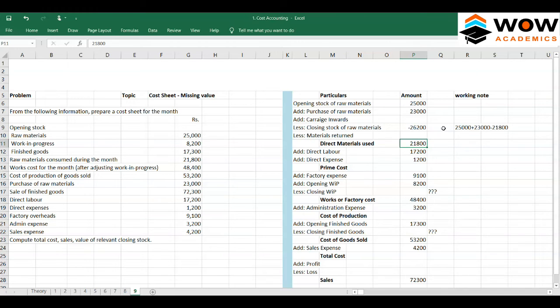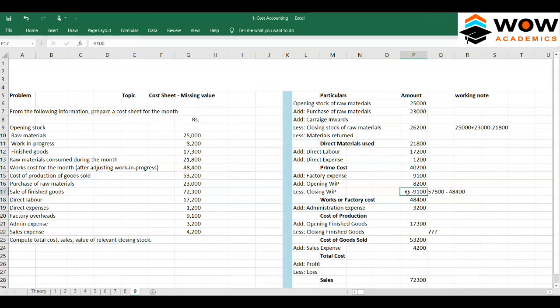So add all your direct material used, labor expense, all of that comes to 40,200. Prime cost plus factory cost plus opening, all this comes to 57,500, but the total of the factory cost comes to only 48,400. So where is the balance number gone? The balance number is the closing WIP, that comes to 9,100, but it is minus 9,100.